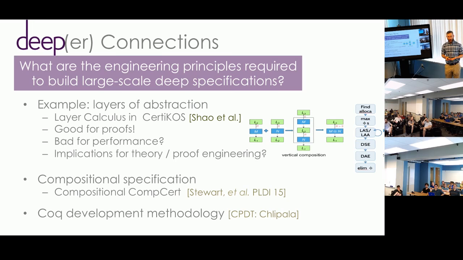MIT, and Yale, was that when we started looking at these developments like Vellvm, this notion of a series of microtransformations, it's the same thing that they're doing in the Certicos project, where they have 47 layers of abstraction between their low-level OS and the high-level statement of the theorem. So how do we deal with that kind of proof engineering in a way that scales and is still performant?